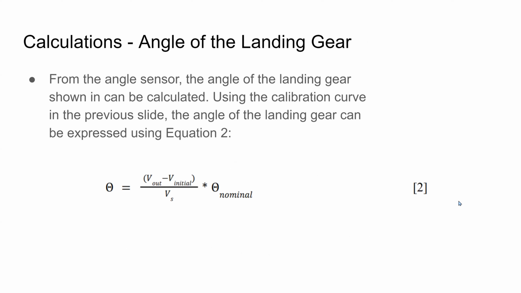So next for our calculations, we have the angle of the landing gear. From the angle sensor, the angle of the landing gear is shown below in this equation. And similar to what we previously talked about, the V is representing voltage.